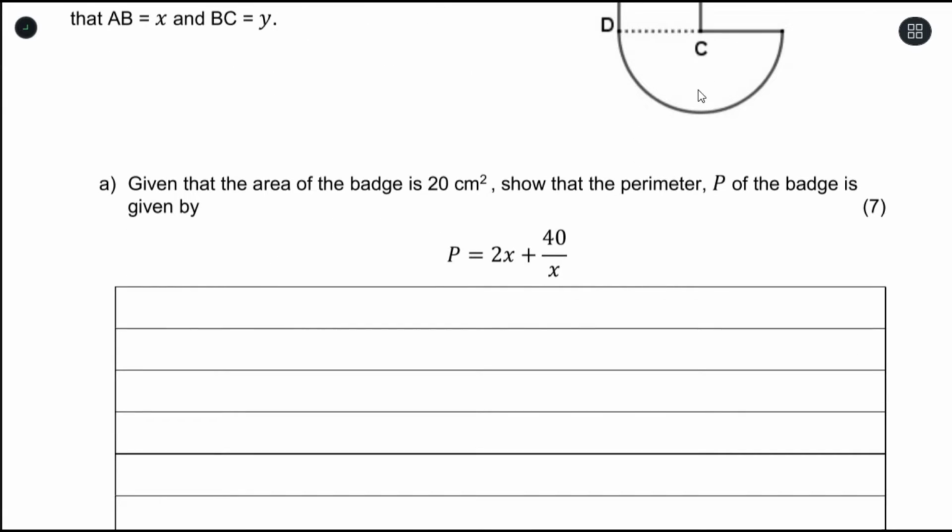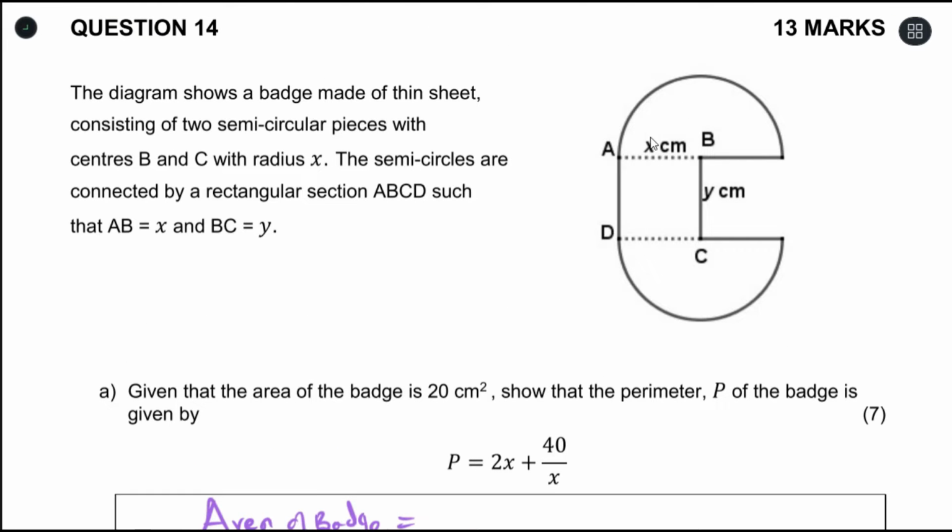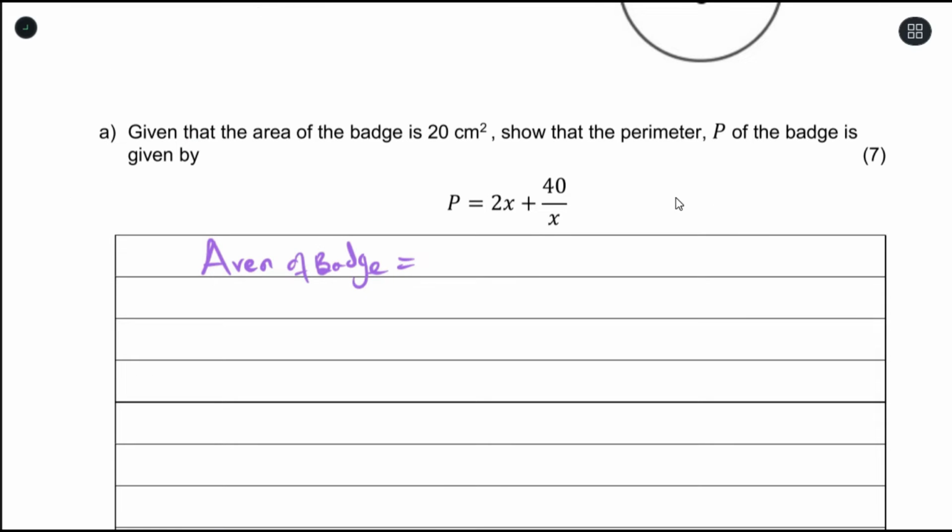Okay, so the first thing we're going to work with in this question is to find the area. Now we're going to look at the area of your badge. The area of the badge is comprised of two shapes. It's comprised of a circle and a rectangle. I'm saying a circle because we're told we have two semicircular pieces, and two semicircular pieces make one full circle. So we can say the area of the badge is the area of the circle plus the area of a rectangle.